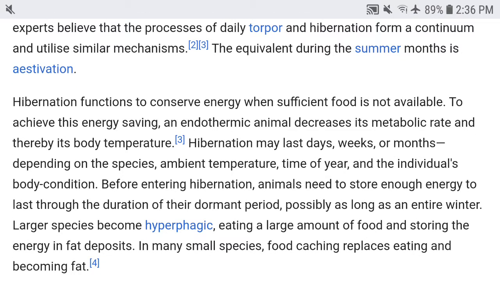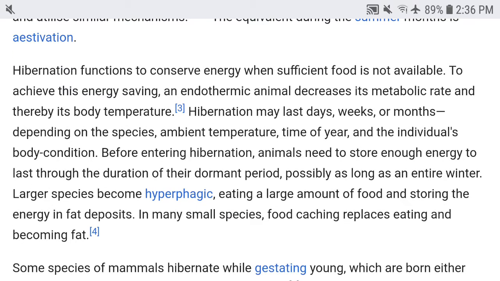Hibernation functions to conserve energy when sufficient food is not available. To achieve this energy saving, an endothermic animal decreases its metabolic rate and thereby its body temperature. Hibernation may last days, weeks, or months depending on the species, ambient temperature, time of year, and the individual's body condition. Before entering hibernation, animals need to store enough energy to last through the duration of their dormant period, possibly as long as an entire winter.